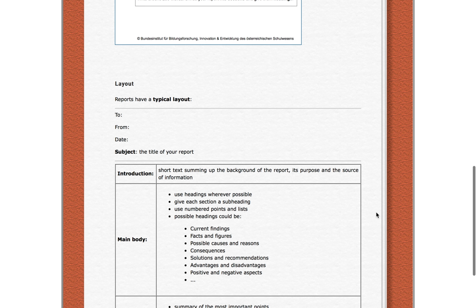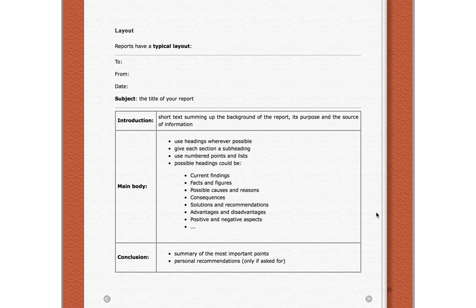Now, reports have a basic layout that I've tried to summarize here. Can you please always stick to this layout? So just always write to, from, and date. So obviously you write who will receive the report, from whom, so that's you, the date, and the subject, which is the title of the report.